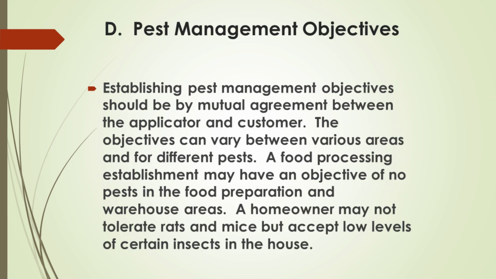Pest management objectives. Establishing pest management objectives should be by mutual agreement between the applicator and the customer. The objectives can vary between various areas and for different pests. A food processing establishment may have an objective of no pest in the food preparation and warehouse areas. A homeowner may not tolerate rats and mice, but accept low levels of certain insects in the house.